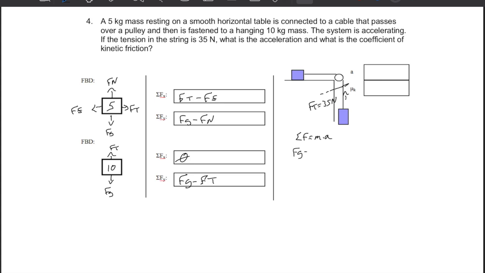Since they gave us the force of tension, let's go ahead and do that symbolic cutting of the rope and say Fg minus Ft equals ma. Force of gravity is 100. Force of tension is 35. Mass is 10. Solve for a. 100 minus 35, 65, equals 10a. Divide both sides by 10, 6.5 meters per second squared. That's the acceleration of this object. It's the acceleration of the other object. It's the acceleration of the system. So 6.5 meters per second squared.